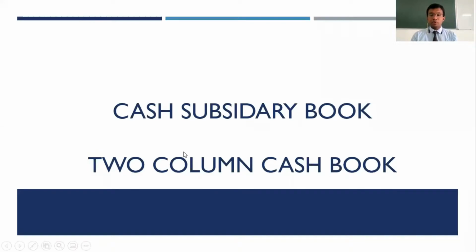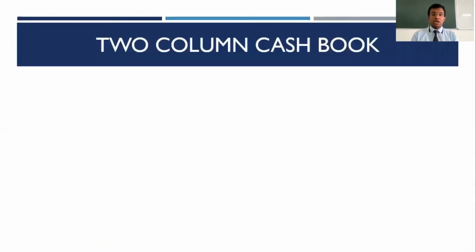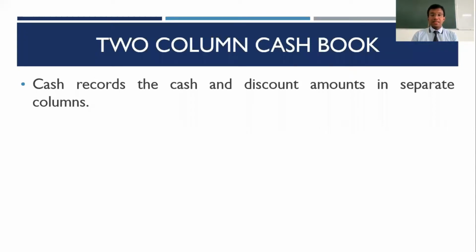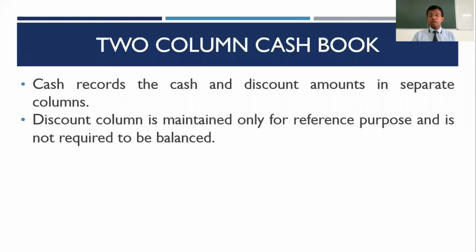Let us discuss in a little more detail what a two-column cash book is. In this cash book, you have a separate column to record the cash transactions and the discount transactions. So you have two separate columns: in one column you record all your cash transactions, and in another you record the discount transactions. One very important thing to remember is that the discount column is maintained only for reference purposes.